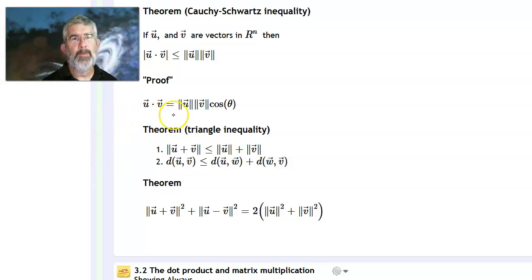Here's my proof, my one-line proof. The dot product is the product of the lengths times the cosine of the angle in between them. So if I take the absolute value of both sides, these are both positive, so it's just a matter of the absolute value of cosine.